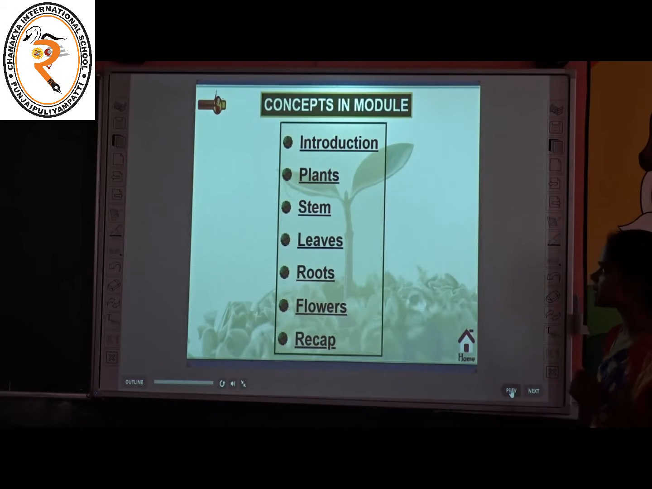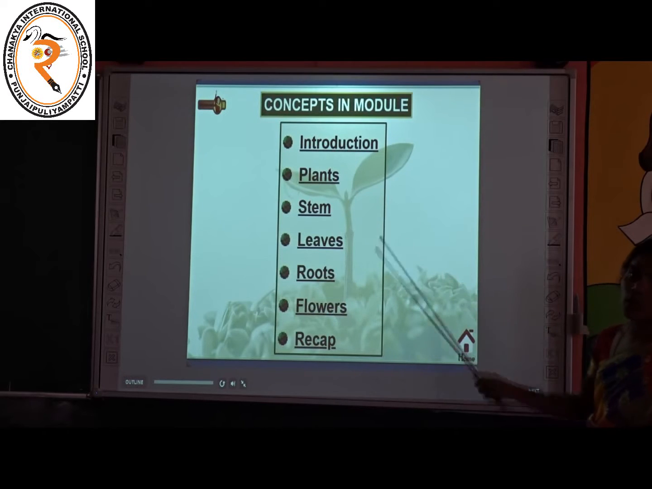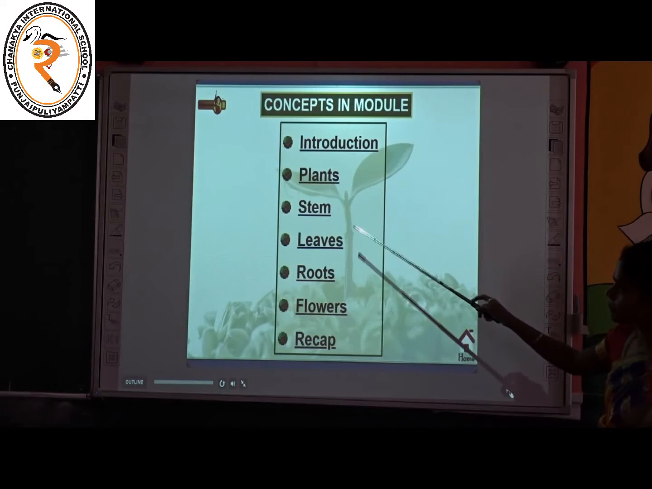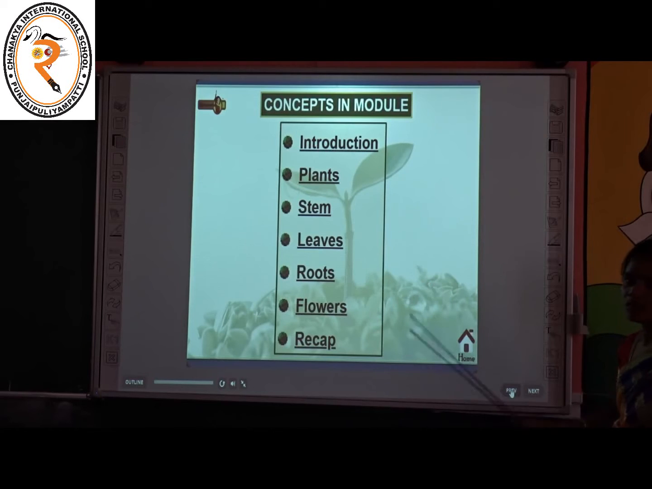In this chapter we will discuss plants. What are plants? What are all the parts of plants? We already know the main parts of plants. The main parts of plants are stem, roots, leaves and flowers. So what are the functions of the parts of a plant?